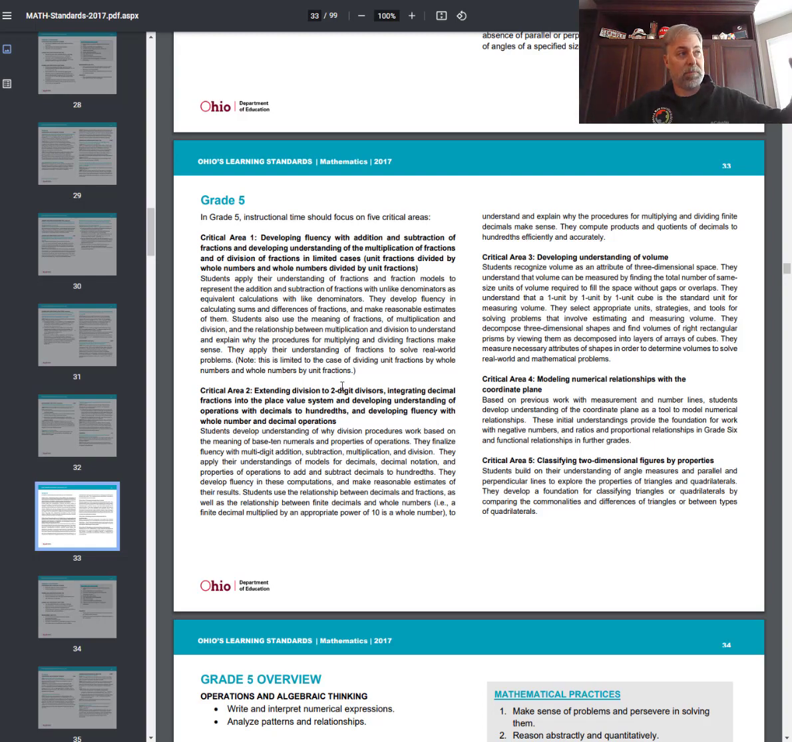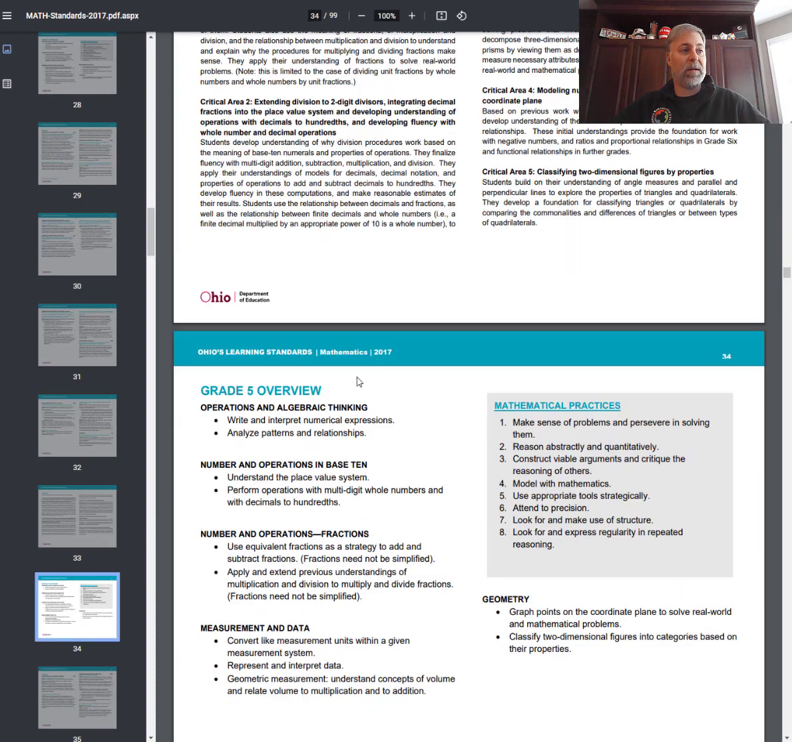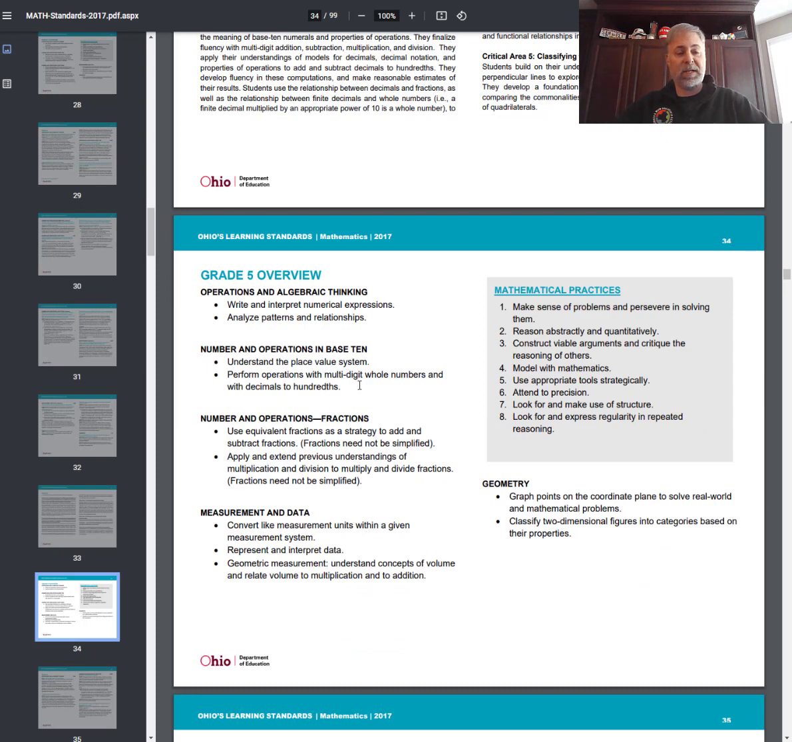So there are some critical areas you'll read about, and then you'll read about the standards that are exhibited in grade 5 so that you have a better understanding. I hope you find this overview of the standards helpful.